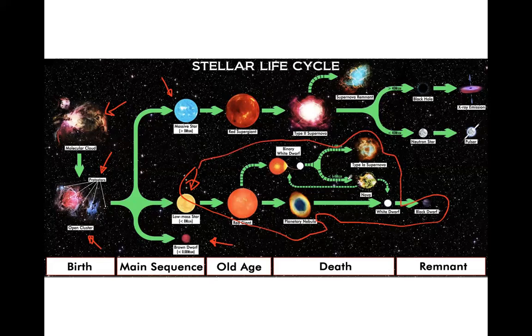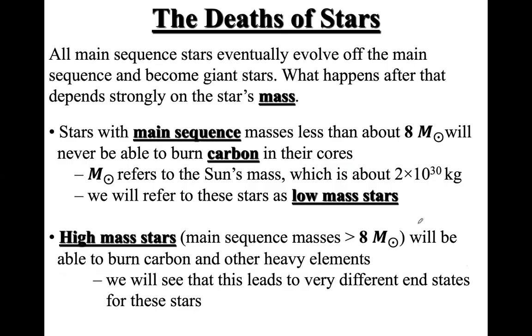Maybe we will not talk about the nova and supernova, which will be a separate section, but we will talk about these things, how we can have a planetary nebula and a white dwarf at the end, right? So let's look at that part.